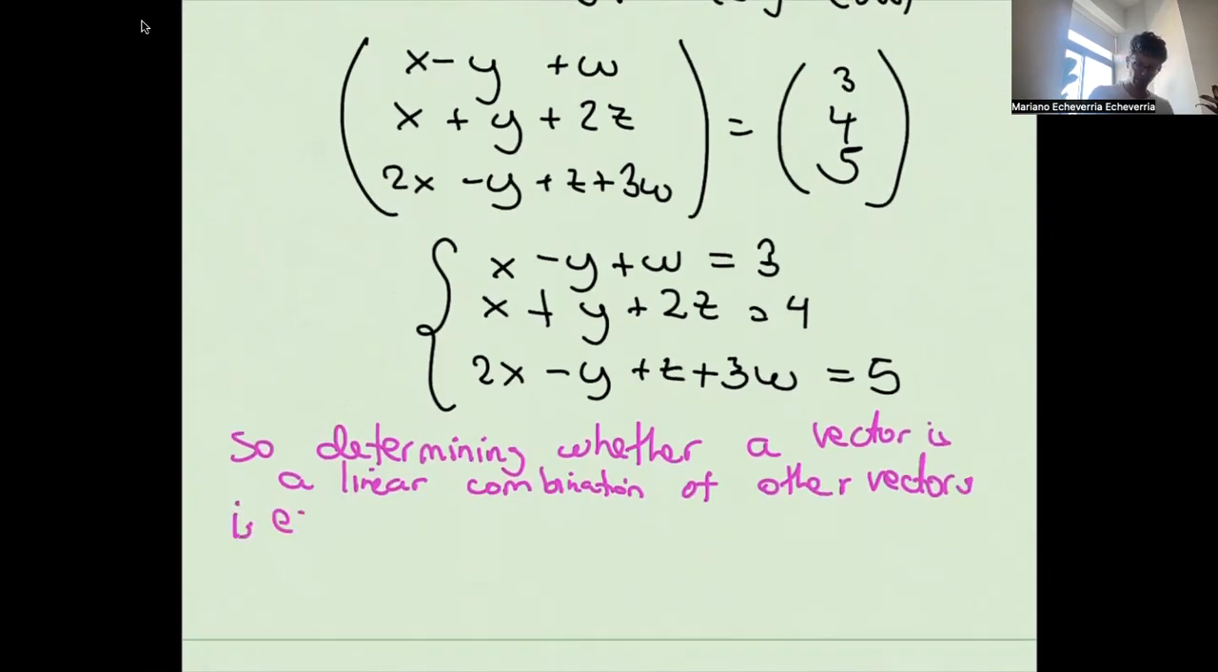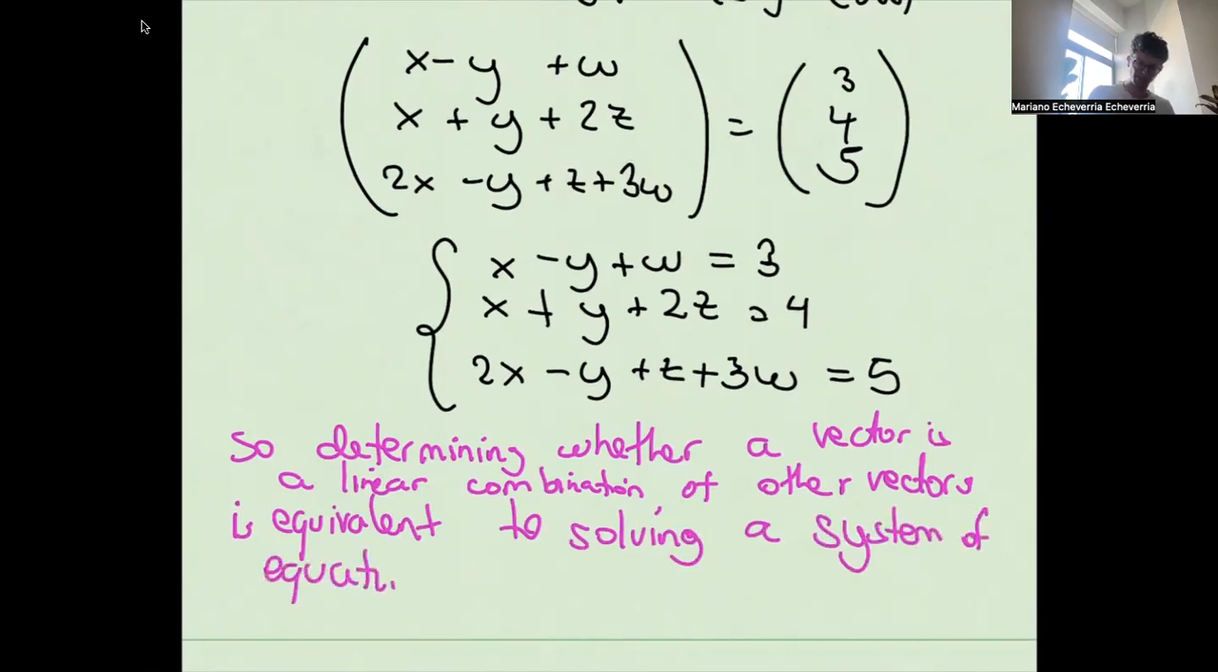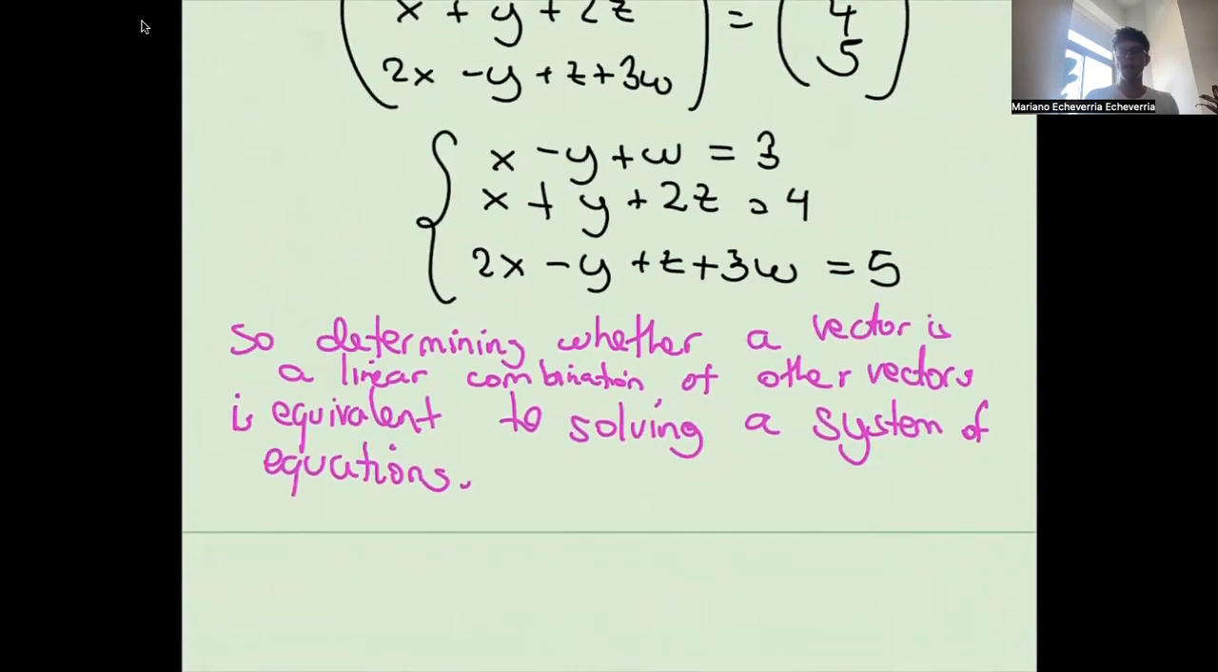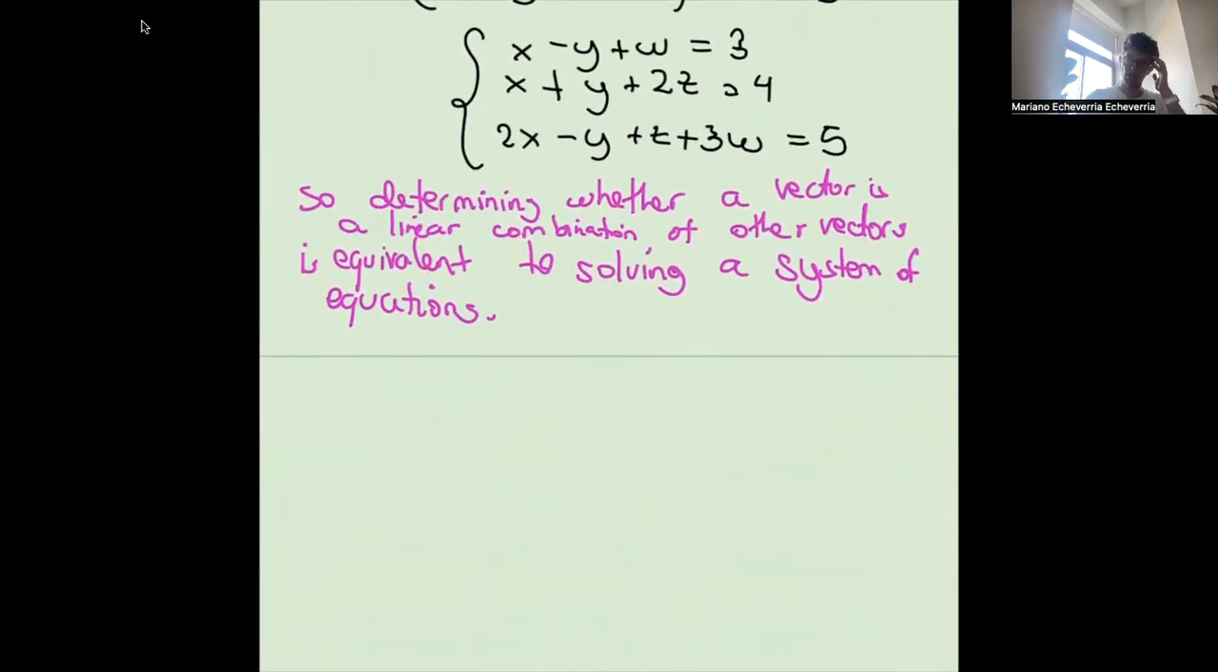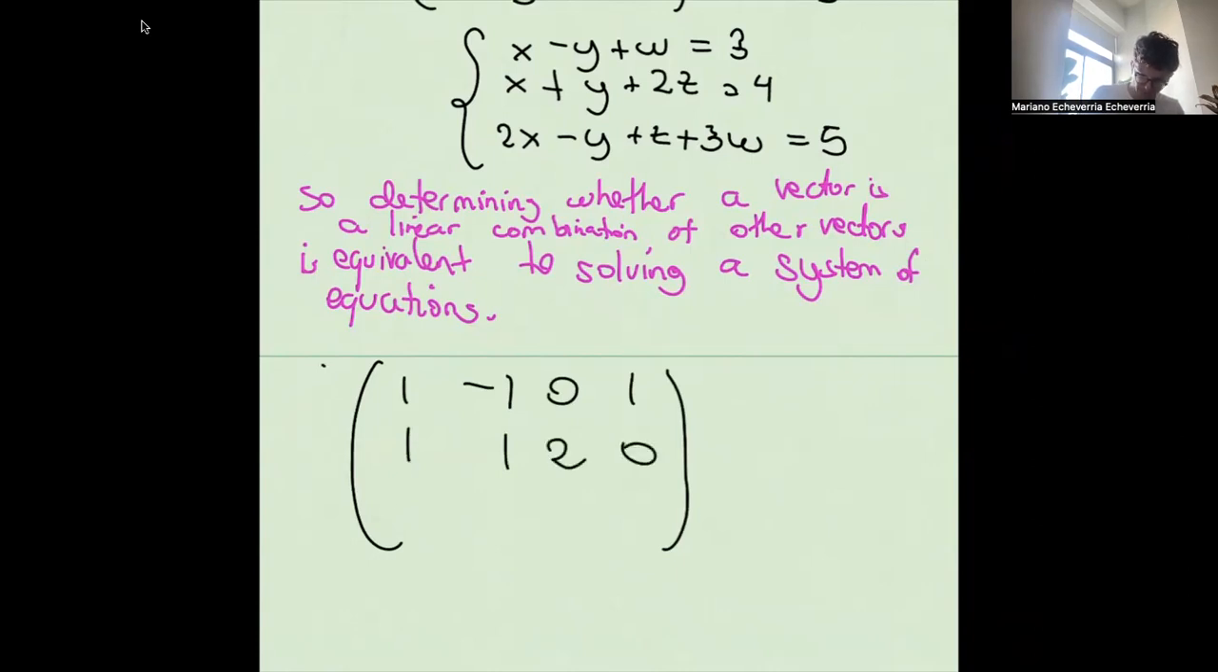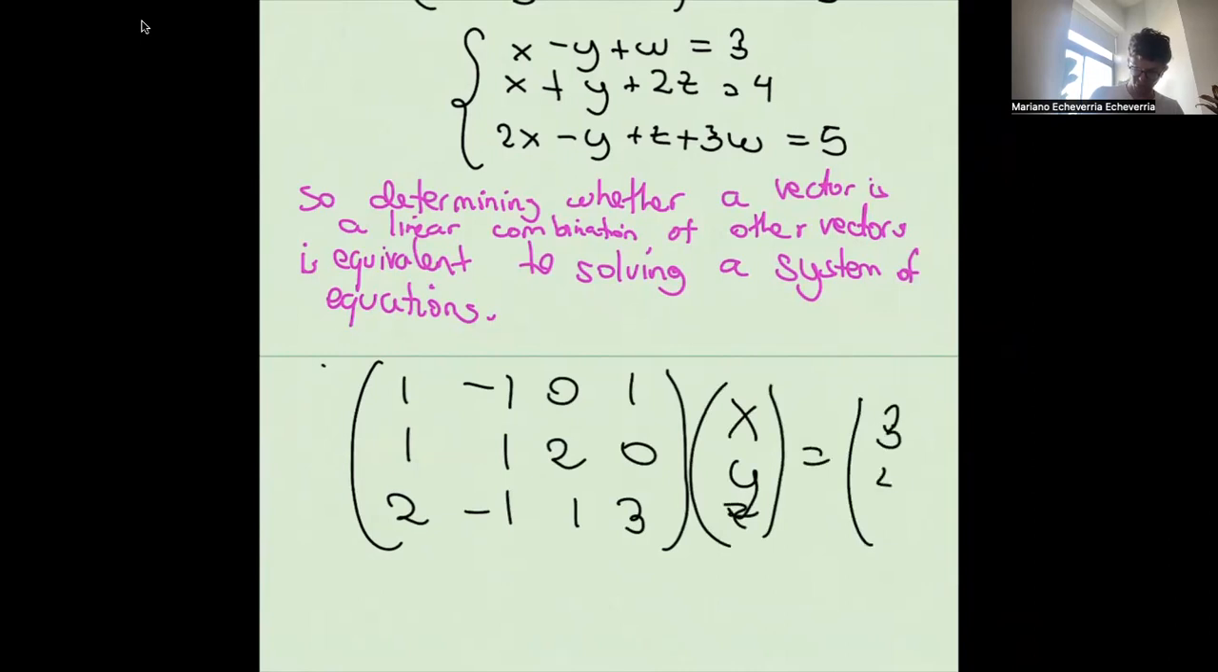Is equivalent to solving a system of equations. Is that making sense? So that's what I'm trying to do here. And just to, what if you wanted to write this in matrix notation, what is that system of equations equal to? It's 1, minus 1, 0, 1, 1, 1, 2, 0, 2, minus 1, 1, 3 times x, y, z equals 3, 4, 5.